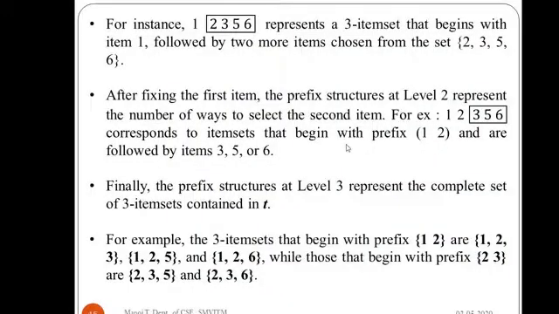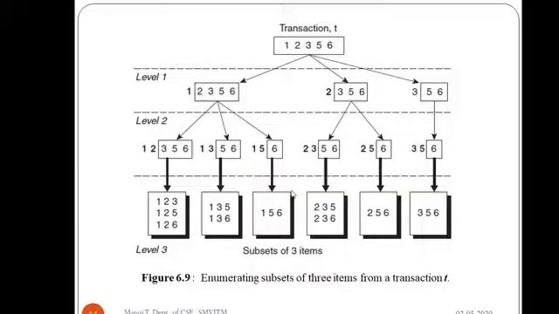This is described here in the form of a description. For instance, 1 followed by this represents a 3 item set that begins with item 1, which I call a prefix. After fixing the first item, the prefix structures at level 2 represent the number of ways to select the second item. Finally, the prefix structure at level 3 tells how to select the third item and form the 3 candidate item sets.